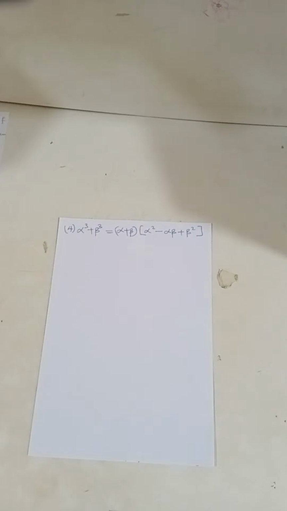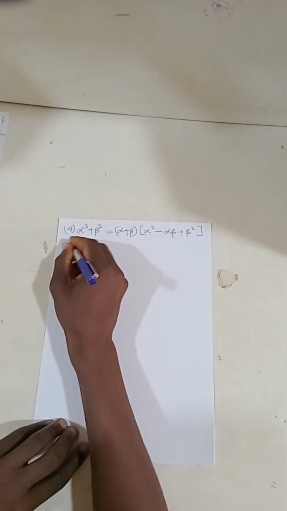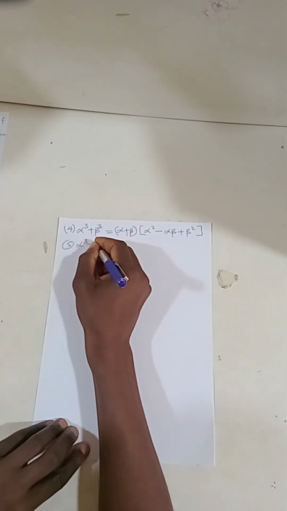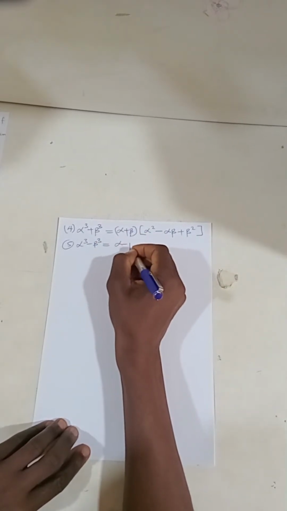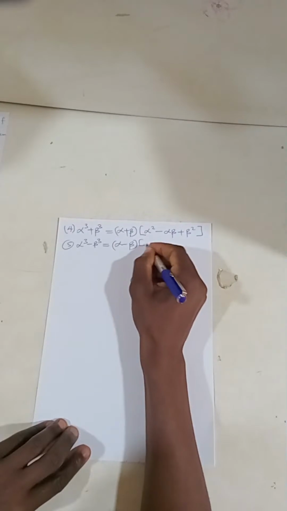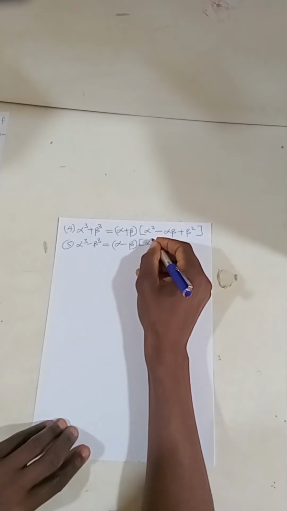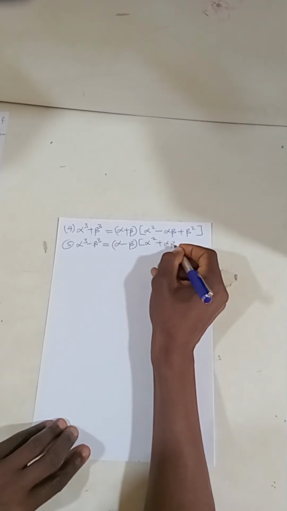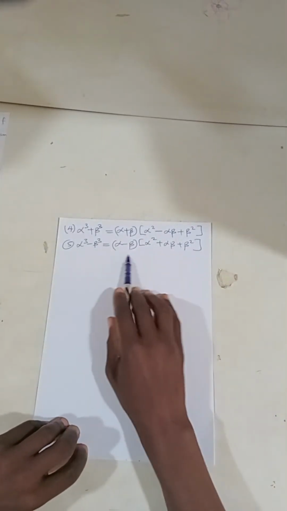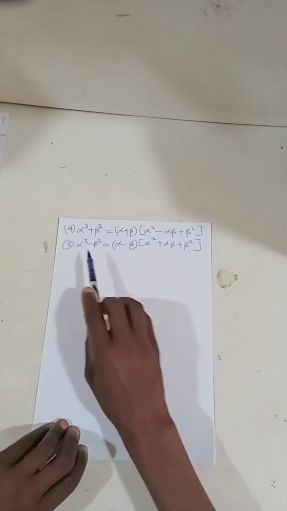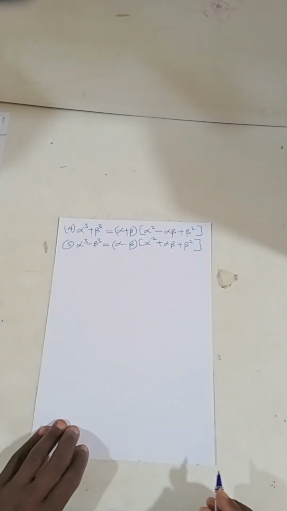Okay, let's see the key for difference of roots. This one will be equal to alpha minus beta times alpha square plus alpha beta plus beta square. Okay, if you expand the right hand side, you're going to get the left hand side.